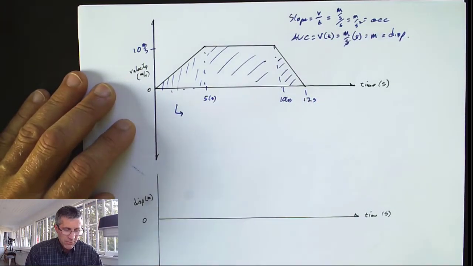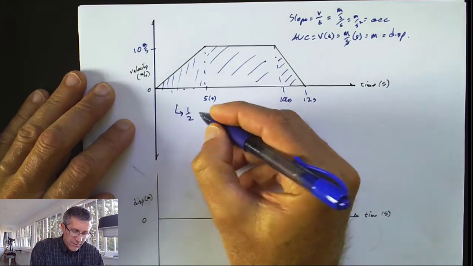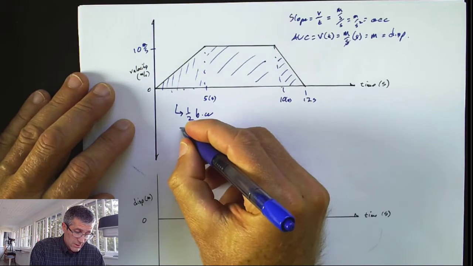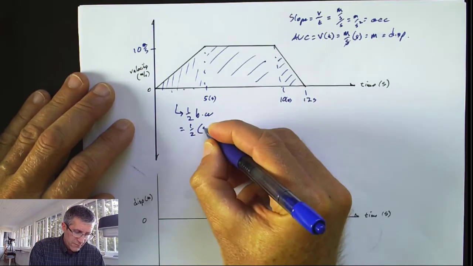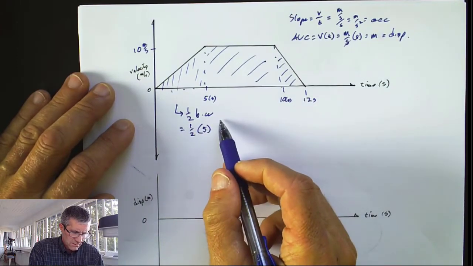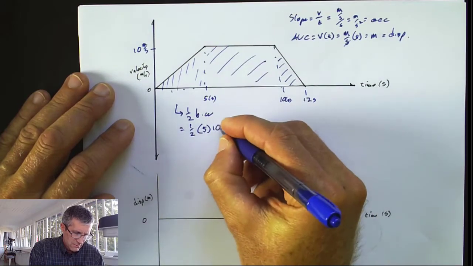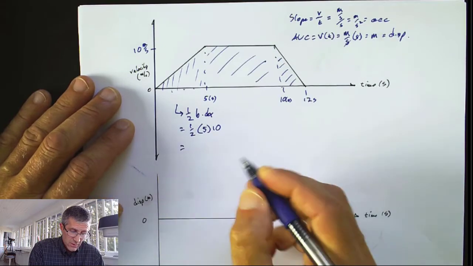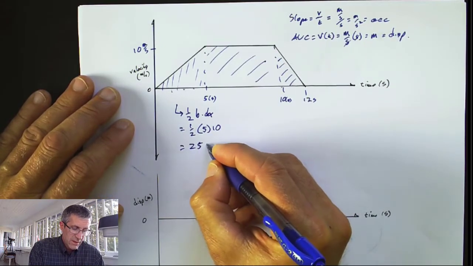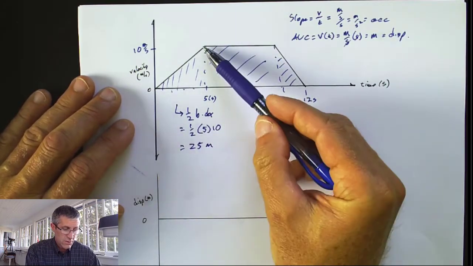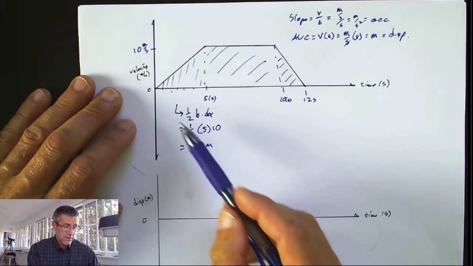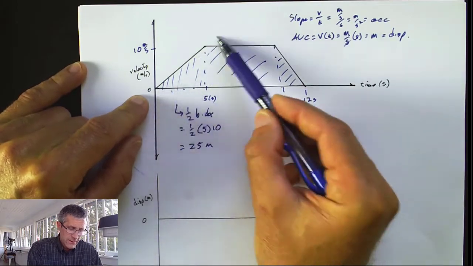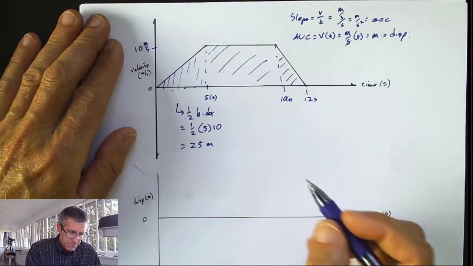So I'm going to figure out the size of a triangle. It's going to be 1/2 base times height. So this is going to be 1/2 of my 5 seconds times my 10 meters per second. Right, so this is going to be 25 meters. So this tells me in these first 5 seconds, I've traveled 25 meters. I started at rest, though, so notice my velocity is 0. I started at rest, and I ended at 25 meters away.